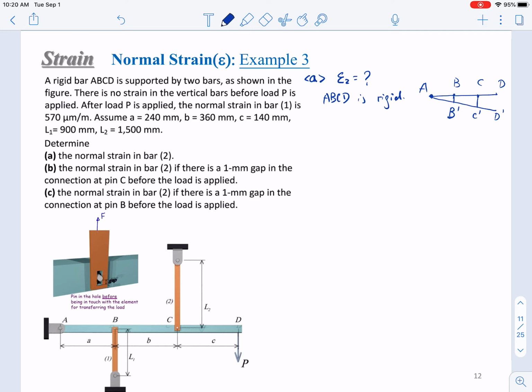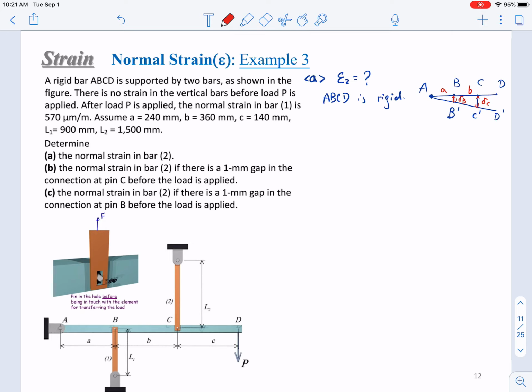So we can find a correlation here, based on the condition that ABCD is rigid. Since we know that AB is a and BC is b, we can find the correlation between delta B, the displacement of point B, and the displacement of point C, delta C. So what is the correlation between delta B and delta C?